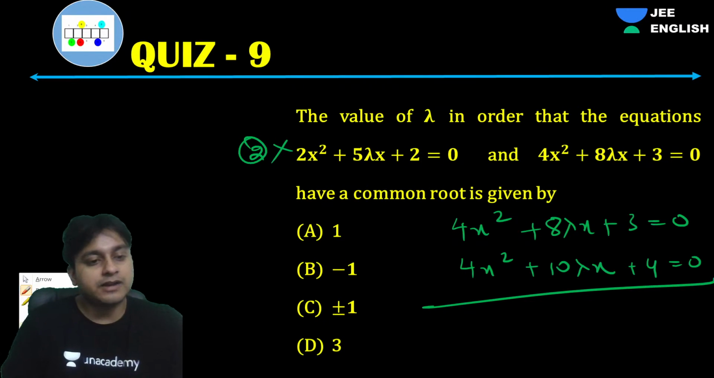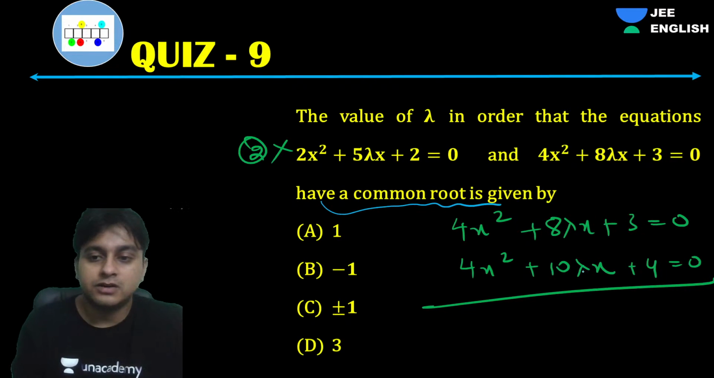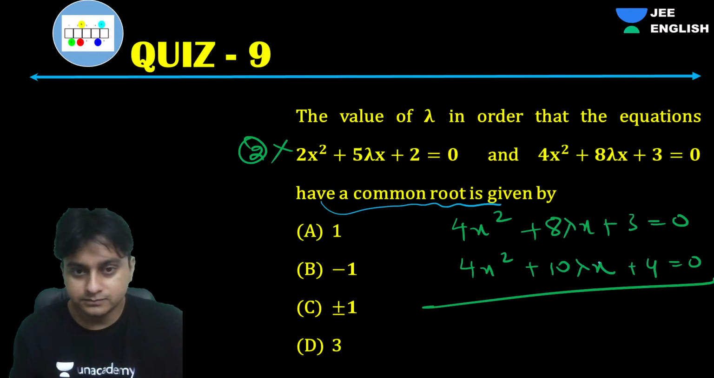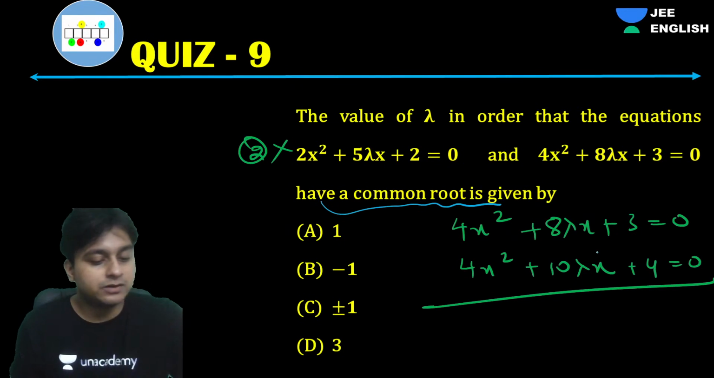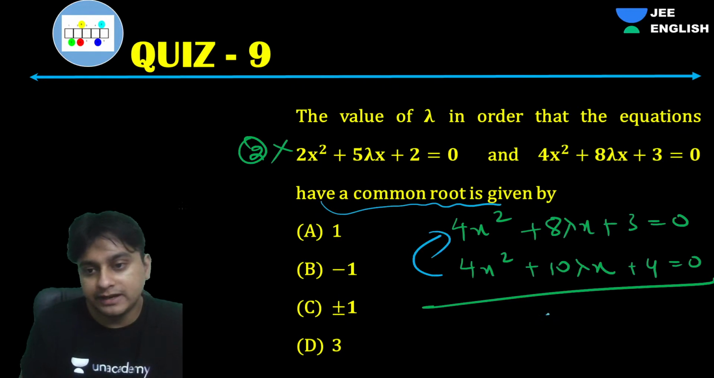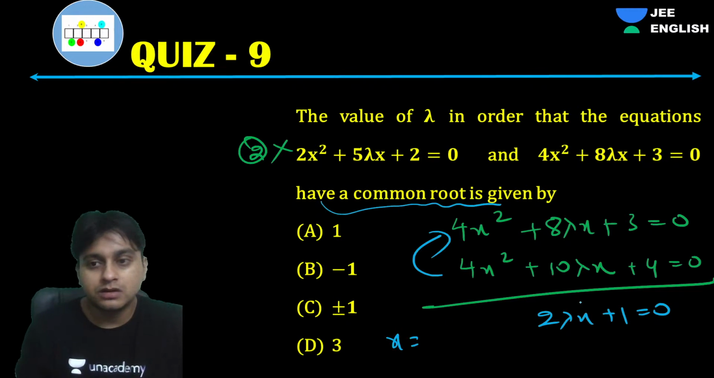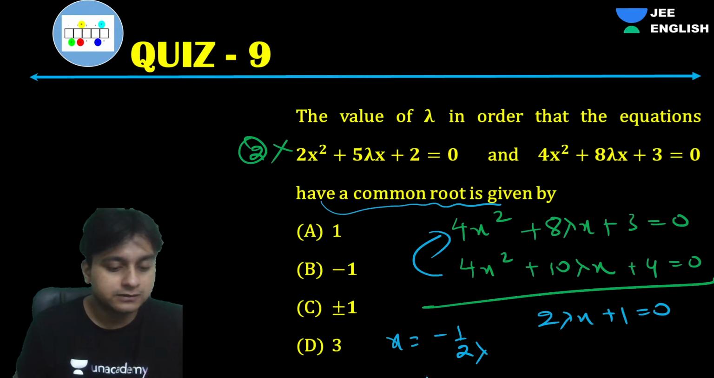Now, guys, let's subtract. We need the common root, isn't it? When you subtract these two equations, this minus this, what will you be getting? 2 lambda x plus 1 equals 0. You will be getting x equals minus 1 by 2 lambda.